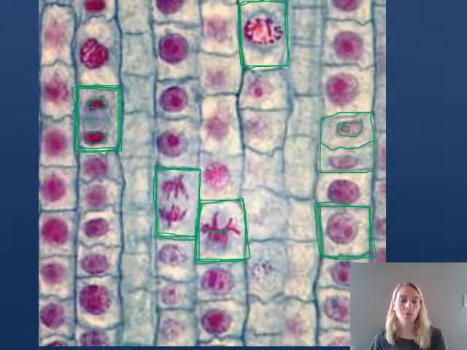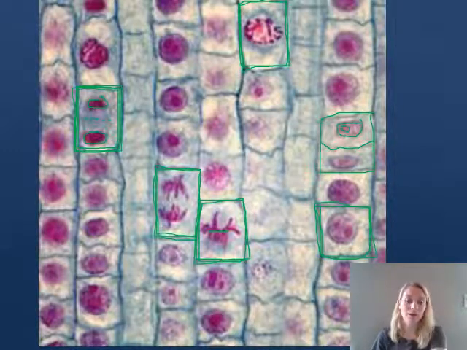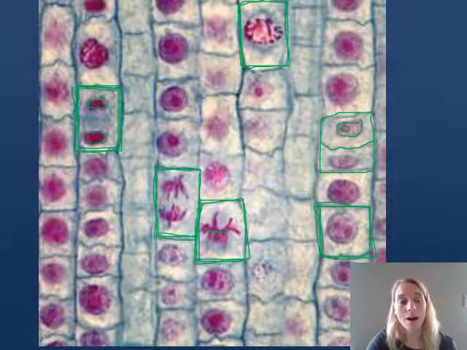All right, so with this one slide, we got to see all of the phases of the cell cycle. So interphase, prophase, metaphase, anaphase, telophase, and cytokinesis. So, all right, practice your stages of mitosis, and I will see you next time for meiosis.